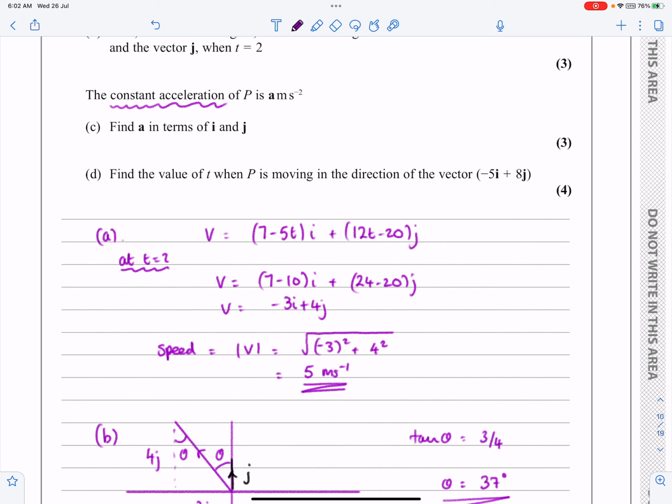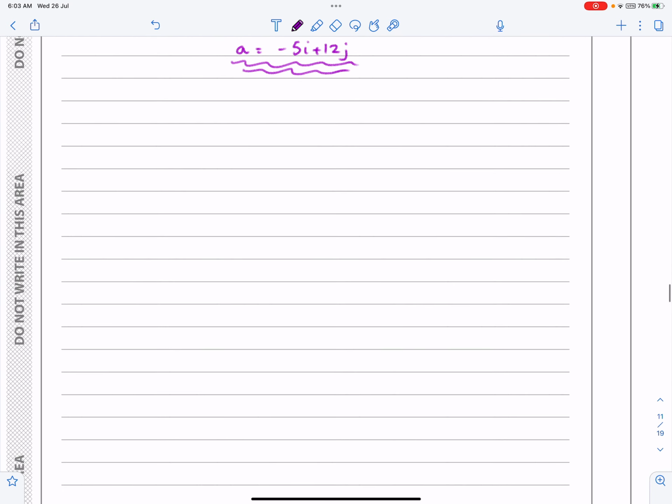Part D says, can you find the value of t when P is moving in the direction of minus 5i plus 8j? And again, this is an absolute classic part to a vectors question. This one really does sometimes catch you guys out, so let's just have a focus on this one. Find the value of t when P is moving in the direction of minus 5i plus 8j.